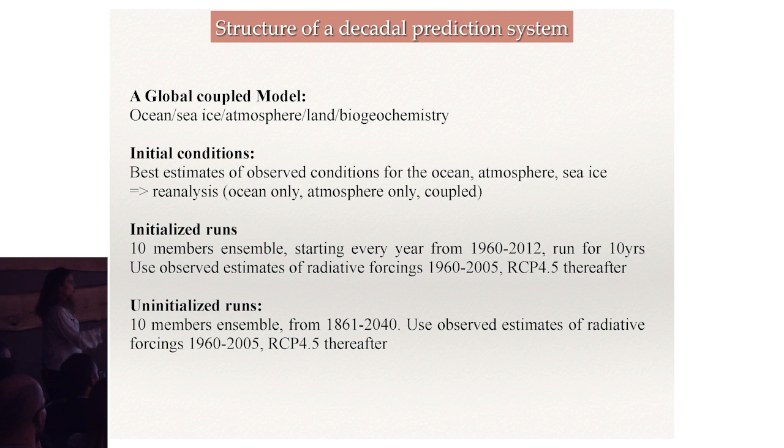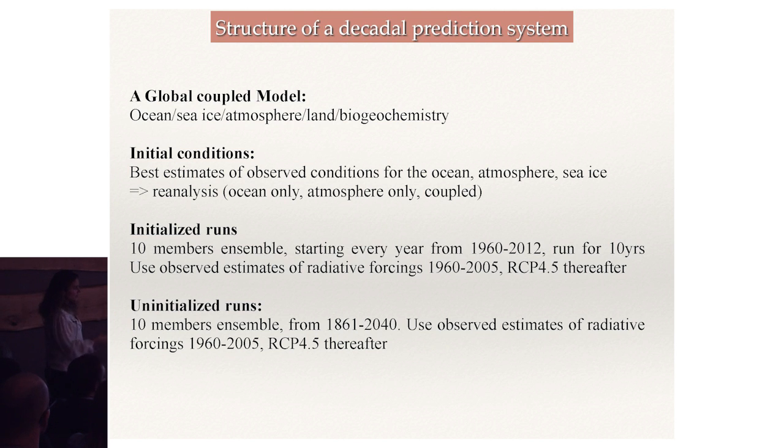And so you do initialized runs, usually with several members, because you need this probabilistic approach to make an ensemble. So usually 10 members, and for the past exercise, it was every 5 years or every year between 1960 and up to the present. And these initialized runs are also forced by external radiative forcing, because as I said before, it's a mixed initial value and boundary value problem. So you also need the external forcing there.